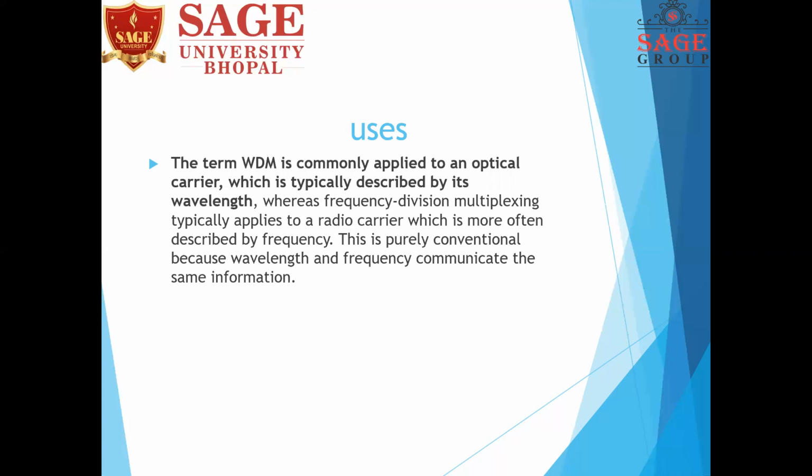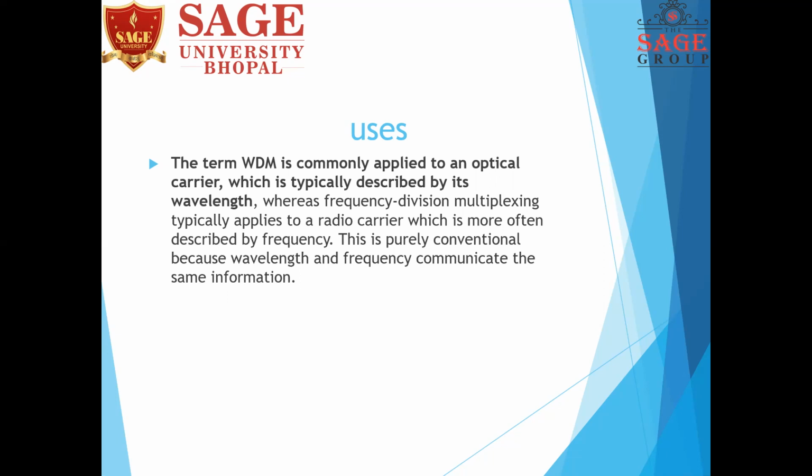If you talk about the uses of WDM, WDM is commonly applied to optical carriers, whereas multiplexing is typically applied to radio carriers, which are more often described by frequency. This is purely conventional, because wavelength and frequency communicate the same information. So this is WDM.